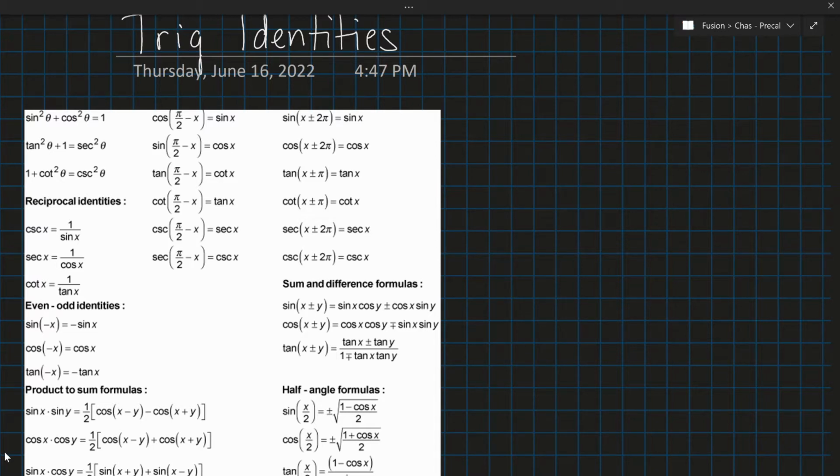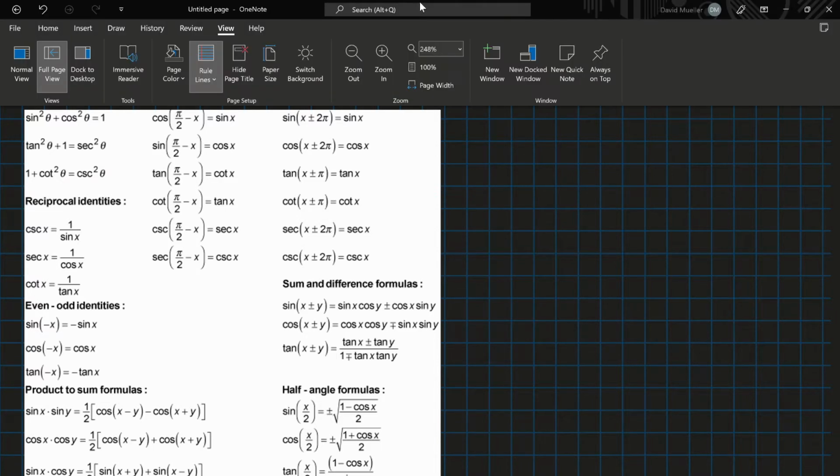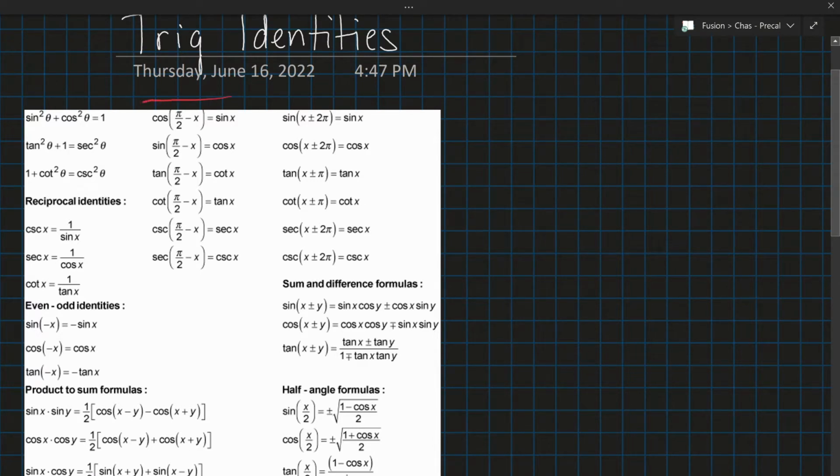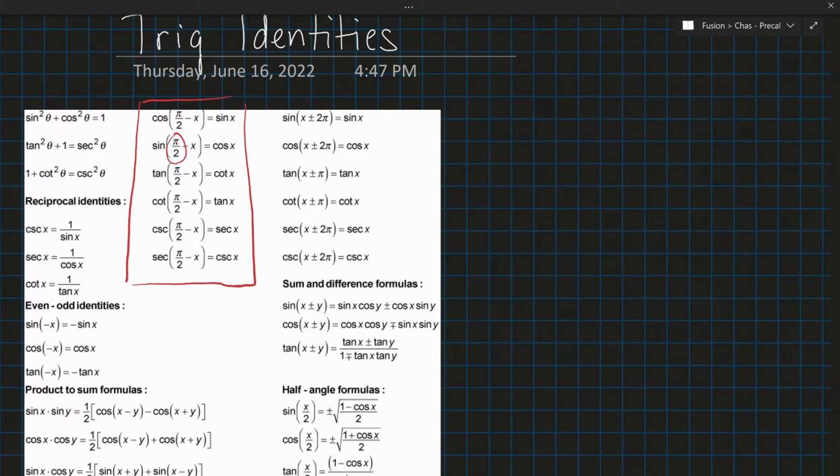So you can see here that these are the 90-degree phase shift ones. We kind of discussed this last time, how cosine and sine are pi over 2 or just 90 degrees out of phase with each other. And so you subtract pi over 2, you get the other one. But it's the exact same thing for tangent and cotangent, secant and cosecant as well.